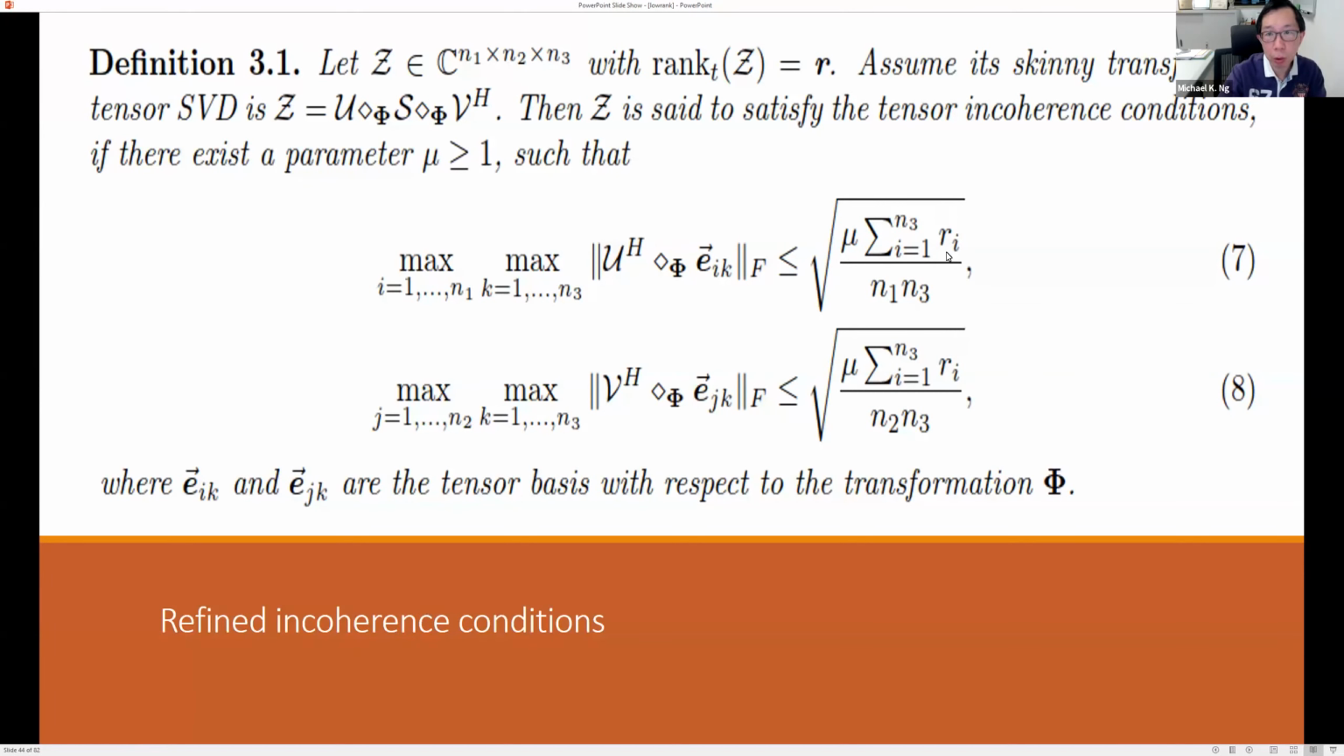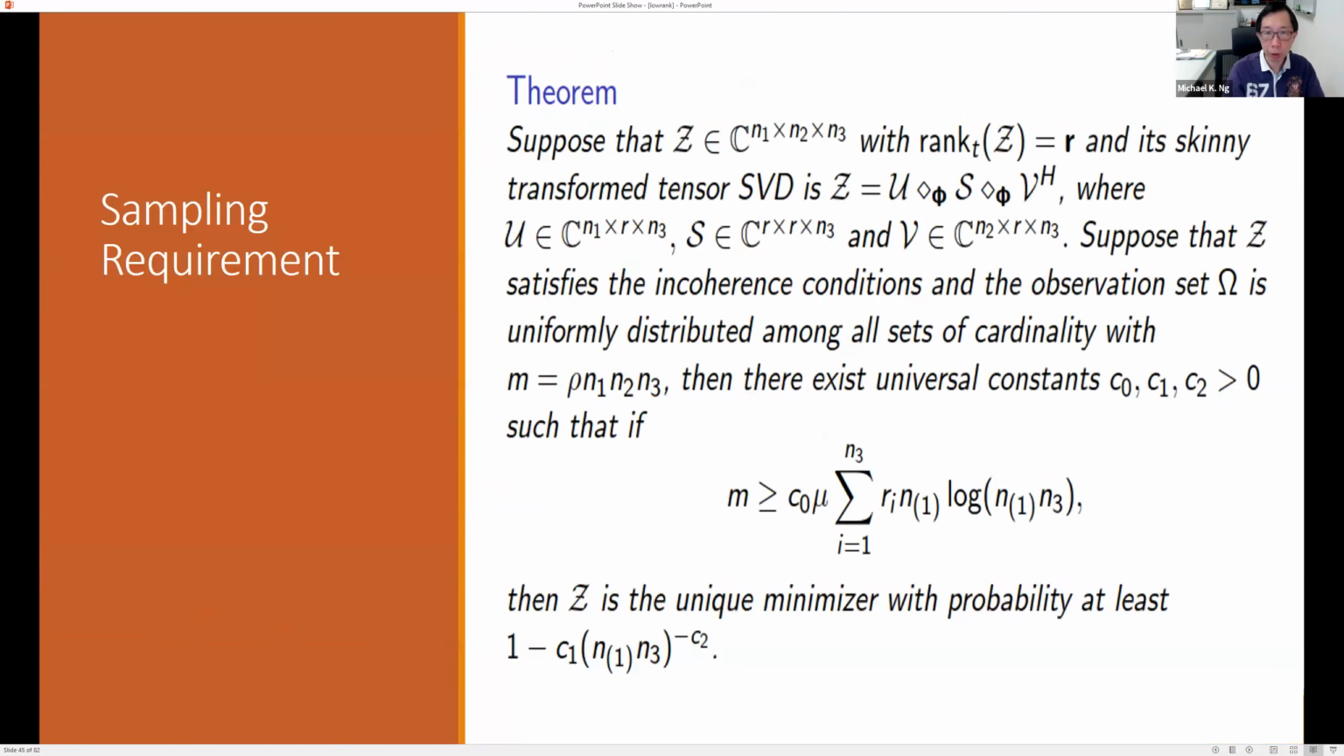And suppose all these important components are governed by the summation of all the RI, by this. Then we say this is the refined incoherence condition. Then you can still prove that you can refine the sampling requirement. The result can be improved.